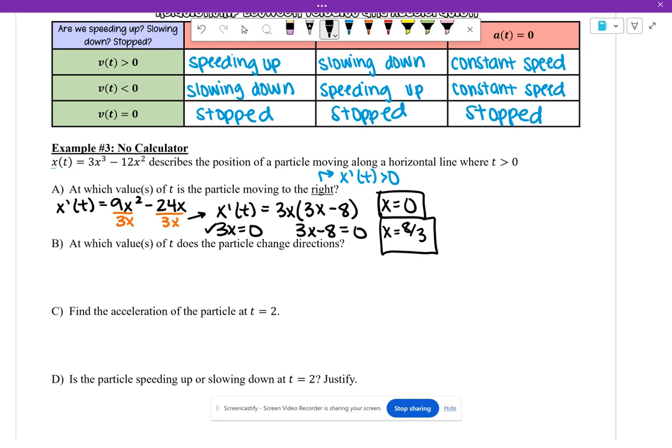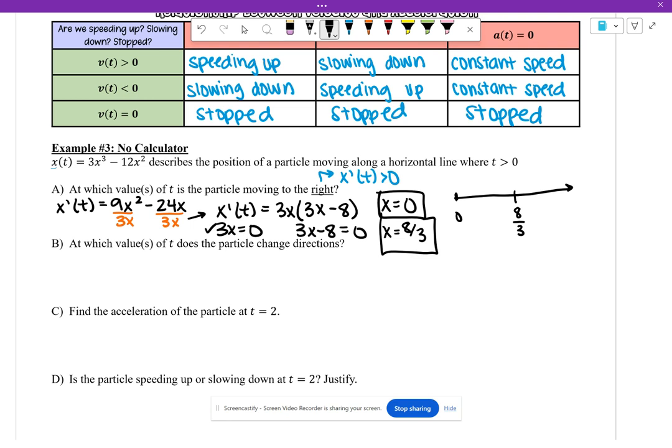The next thing I need to do is make a sign chart. So let me make a sign chart and put in my critical points. So 0, and actually I don't even need to go to the left of 0 because time is always going to be positive. So one of my critical points is at 0, and then my other critical point is at 8 over 3. Okay, so I need to know what's happening in this interval and in this interval.